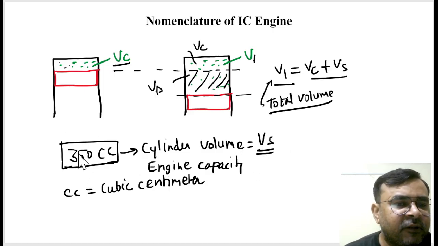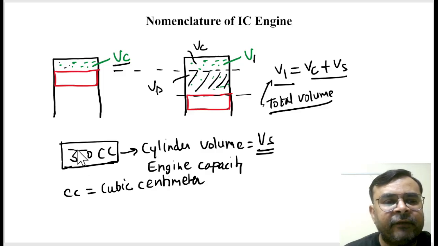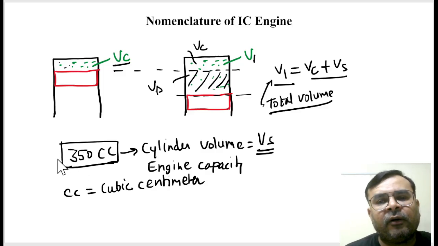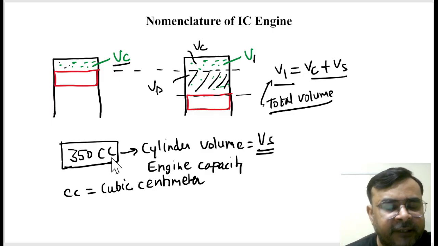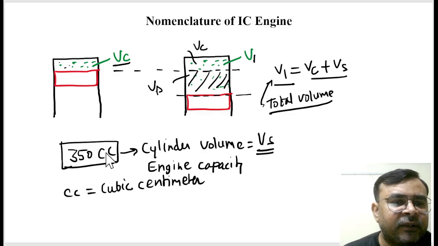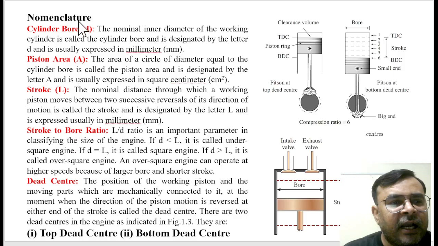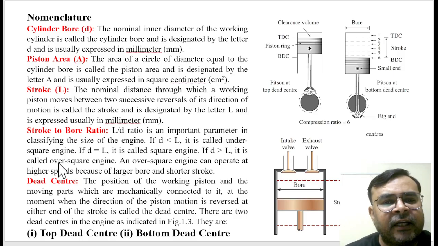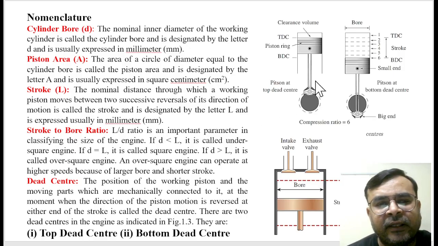So what is the meaning of a 350 cc engine? A 350 cc engine tells us the volume capacity of our engine is 350 cubic centimeter, is it right? So from this you can understand what the capacity of the engine is. This is the basic terminology of IC engine, and you can see all the details are given here. If you're interested, then you can read it.